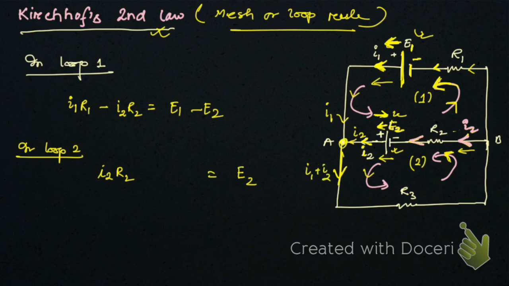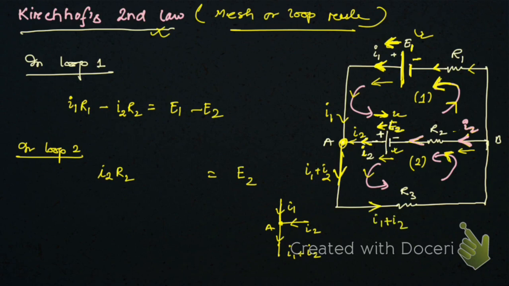So at this junction A, current entering is I1 and I2, right? So current going out must be equal to the algebraic sum of the current coming in. Current going out is equal to current coming in, so current going out must be I1 plus I2. Okay, so hope you have understood. Therefore the current through this R3 must be I1 plus I2.